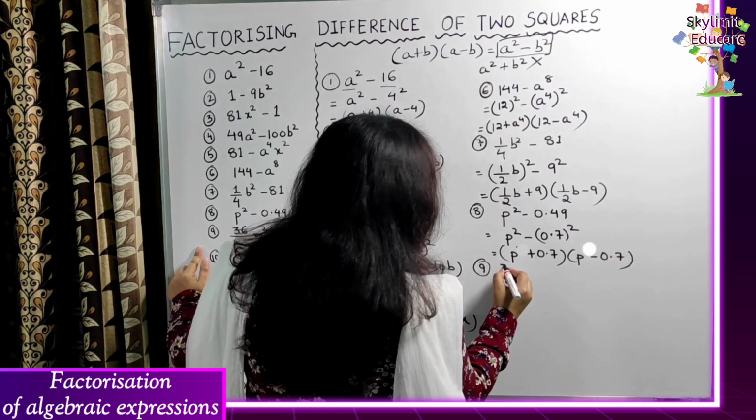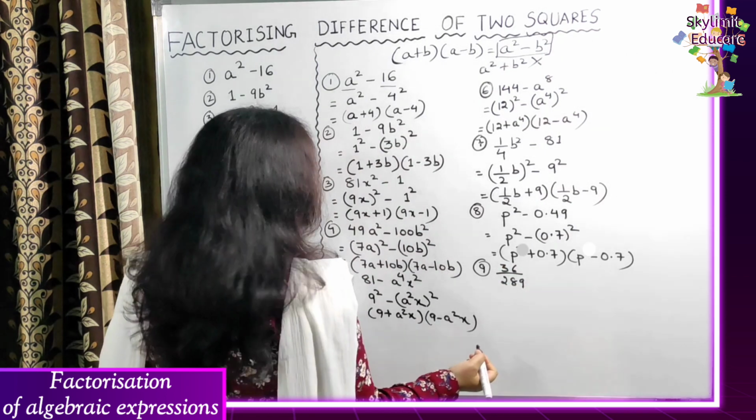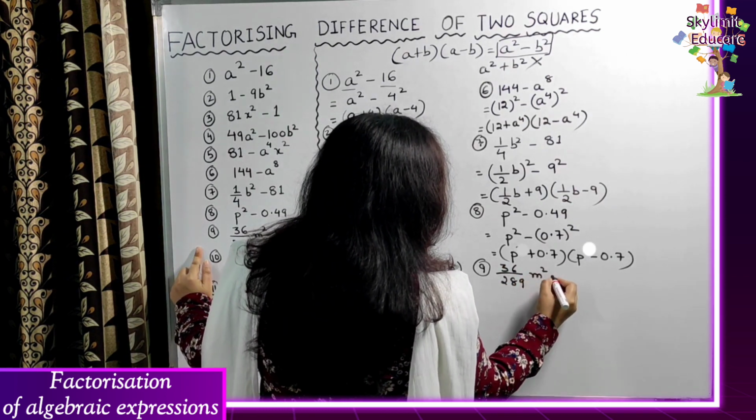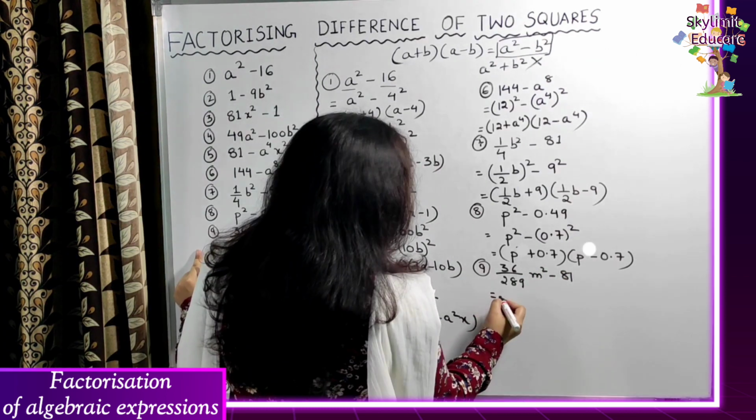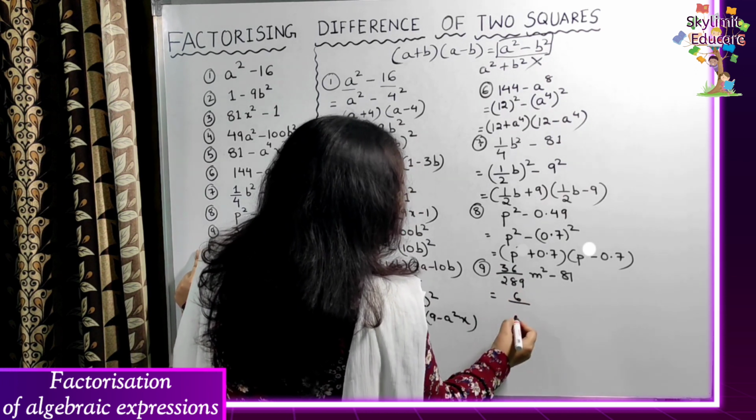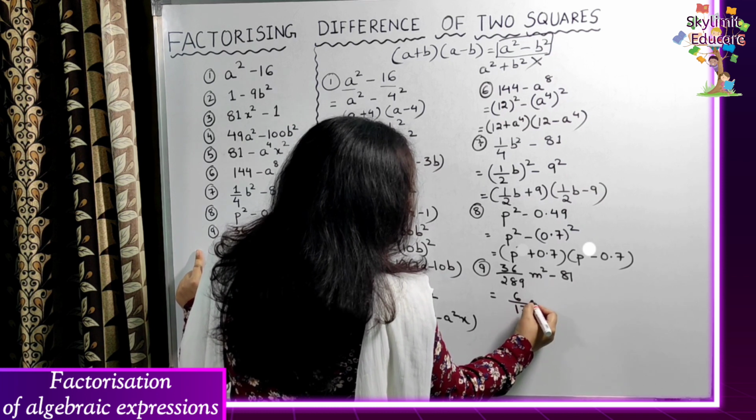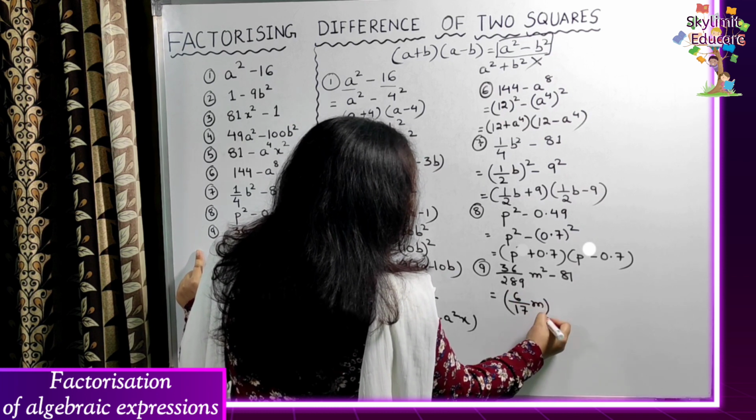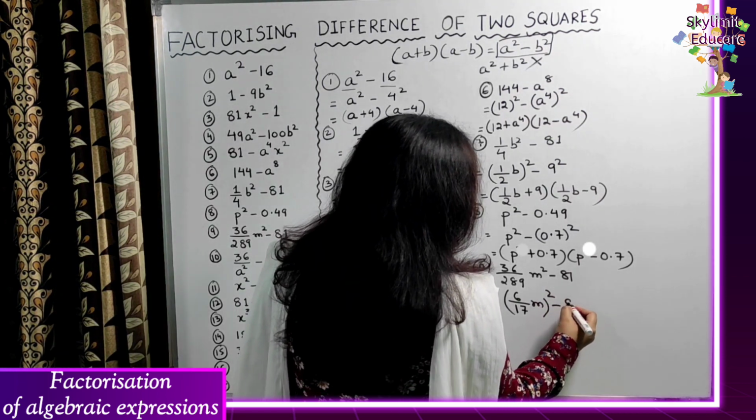36 by 289 m square minus 81, right? This is the question. So now just find out the square root of 36. It's 6. The square root of 289 is 17, right? And the square root of m square is m. So 6 by 17 m whole square minus the square of 9, right?